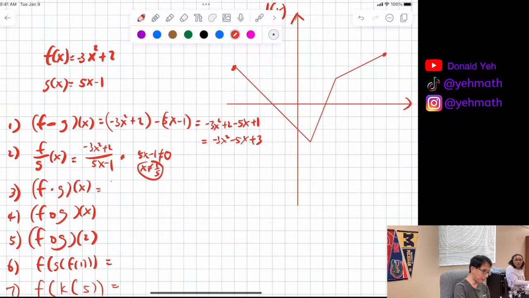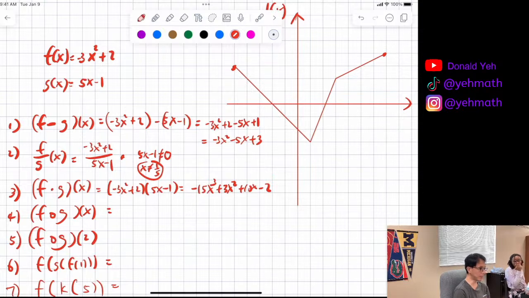F dot g, that means negative 3x squared plus 2 times 5x minus 1. That's going to be negative 15x to the third plus 3x squared plus 10x minus 2. I figured out the first few. They are straightforward. They're nothing crazy.